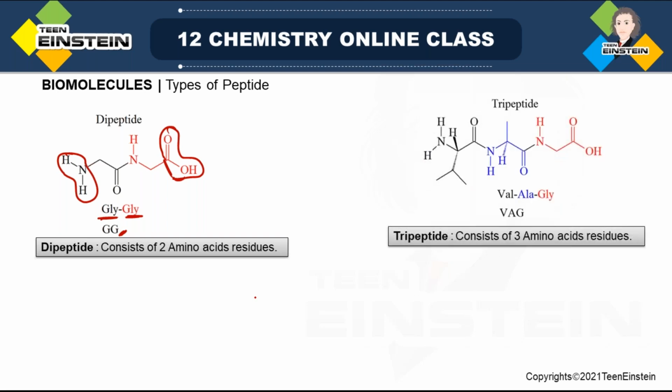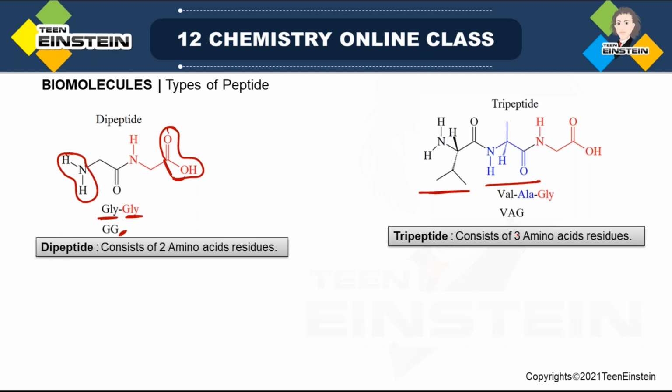Tripeptide. In this case, the first amino acid is in black color, then the next one is blue color, and the last one is red color. Here stereochemistry is also given, that is the bonds above the plane, below the plane, but just ignore that part. Focus on the different types of amino acid we have taken.